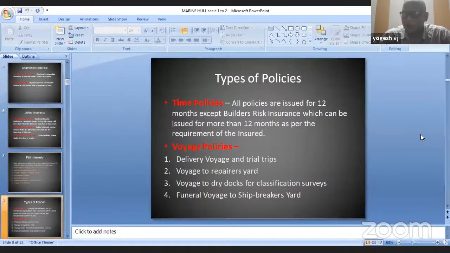Okay, then delivery voyage. अभी वेसल तो बन गया इधर लेकिन मुझे डिलीवर करना है सिंगापुर में। See, shipbuilders' insurance.